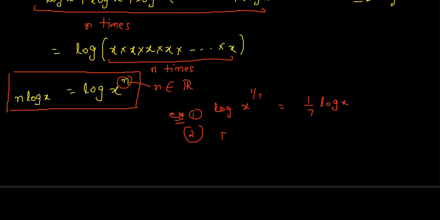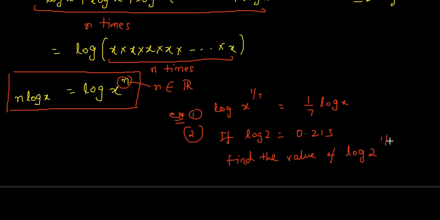that if, for example, log 2 is, I do not know exactly the value of log 2, I think it is point, let us say, for example, 0.213. I do not know exactly the value of log 2. Log 3 is, I think, 0.3010. So let us take an arbitrary value of log 2 as this. So find the value of log 2 raised to power 1 by 7.